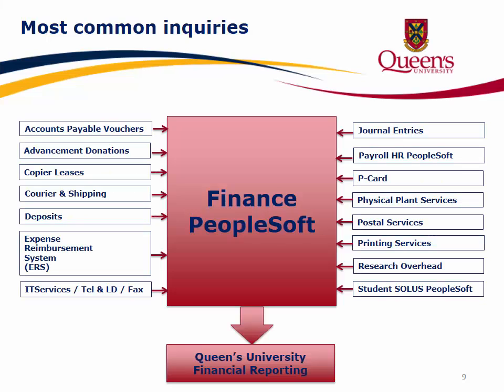Here are some examples and the most common inquiries of what feeds into Finance PeopleSoft. Accounts payable vouchers, donations by way of the advancement office, copier leases, courier and shipping charges, deposits, expense reimbursement system transactions, telephone and long-distance fax charges processed by IT services, journal entries, payroll by way of HR PeopleSoft system, P-card or procurement transactions, physical plant services, postal services, printing services, research overhead, and student PeopleSoft. Eventually they will all make their way to Queen's University financial reporting.